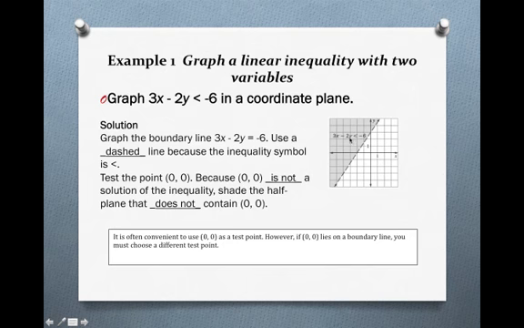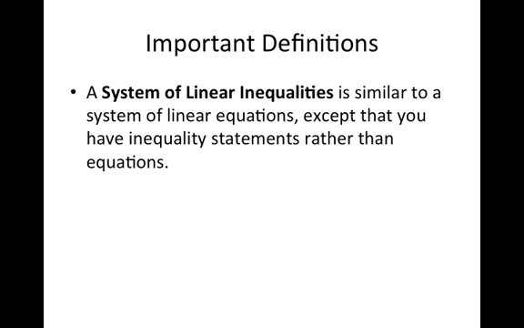If we solved for y, we would get y greater than negative 3 halves x plus 3, because when you divide by the negative 2, you'd have to flip the inequality sign around. It is convenient to use 0, 0 as the test point if that's how you're going to test where to shade, but if it lies on the boundary line, you have to choose a different test point. All right.